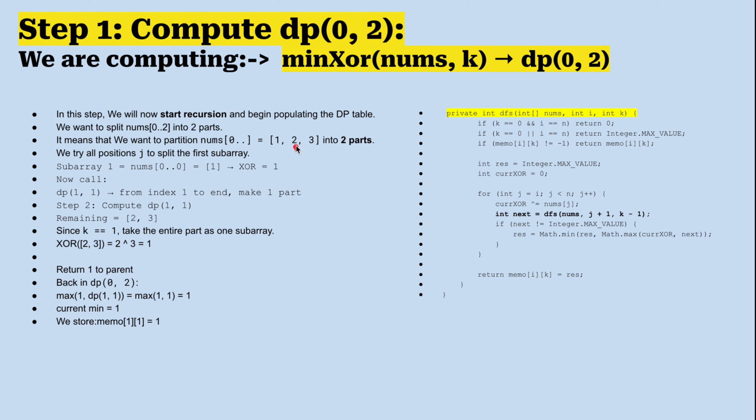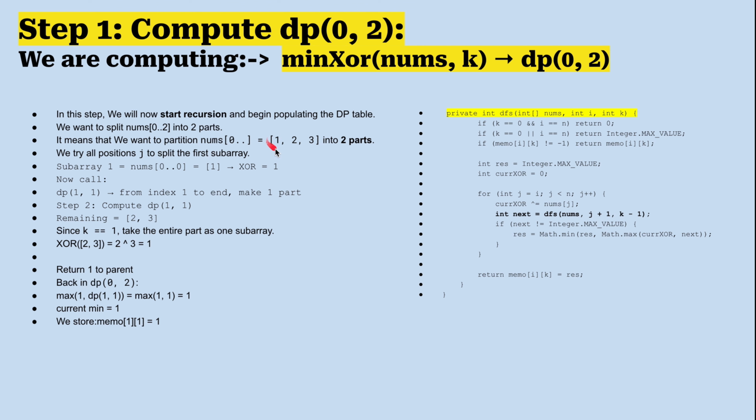So we'll start at the index here and we'll go till here and we'll make a part, right? One part we can say that, okay? Remaining part we can say also. It means we will compute step 2, we'll find the dp 1 1, right? So you can call it and you will get the remaining as 2 3, correct? Now since k equal to 1, you can take the entire part as 1 subarray, right?